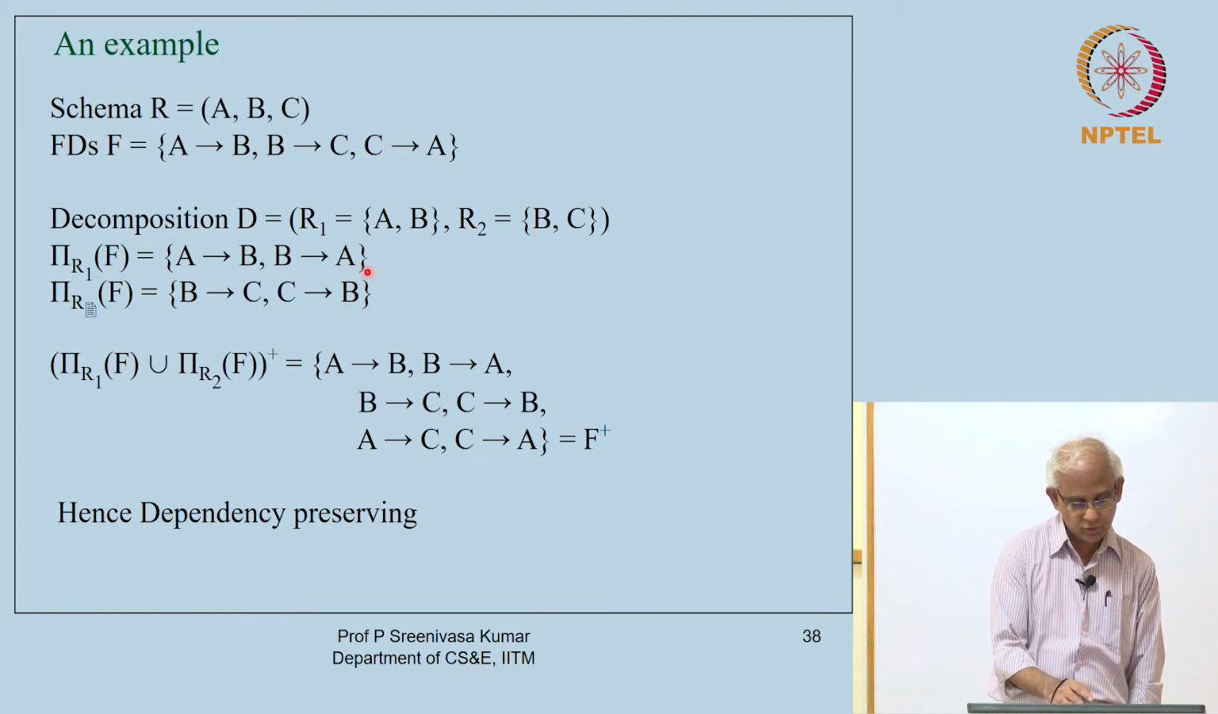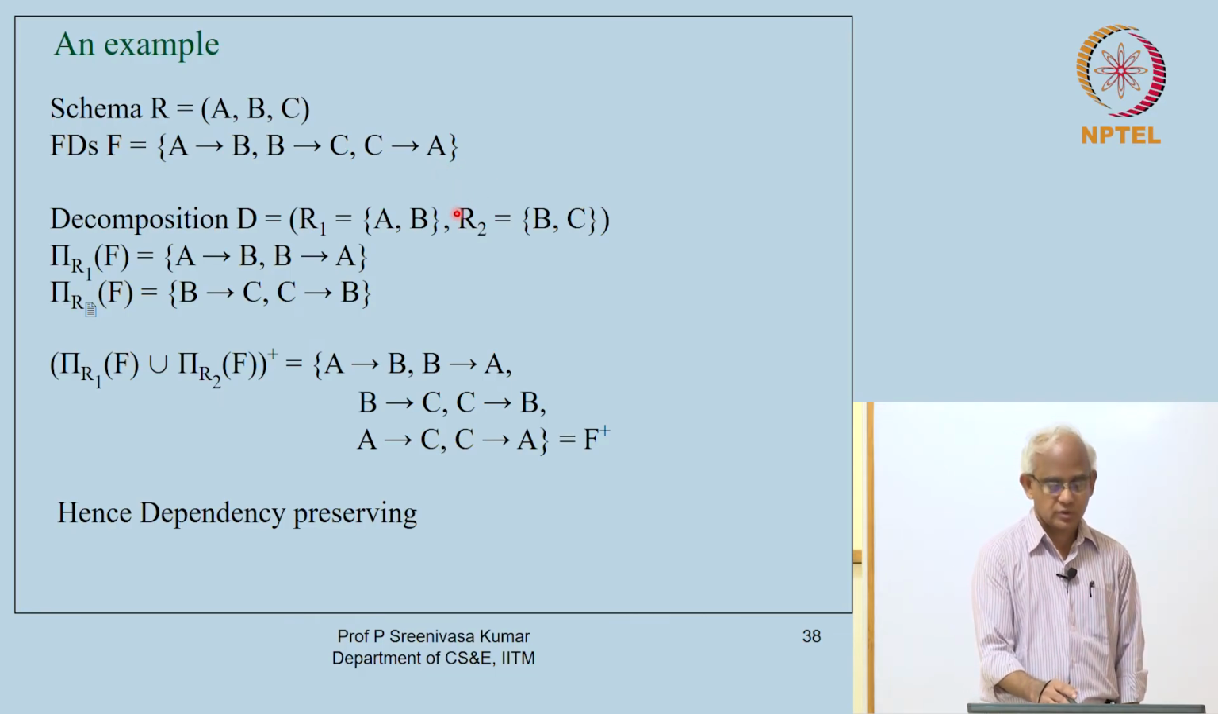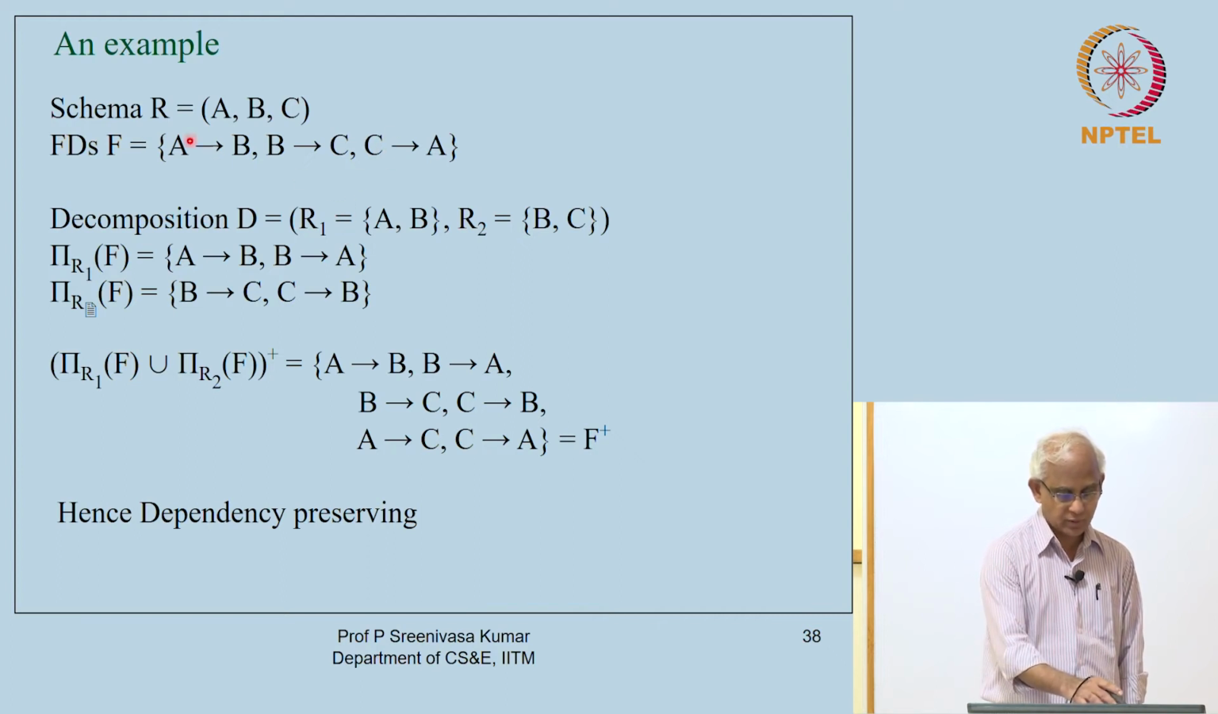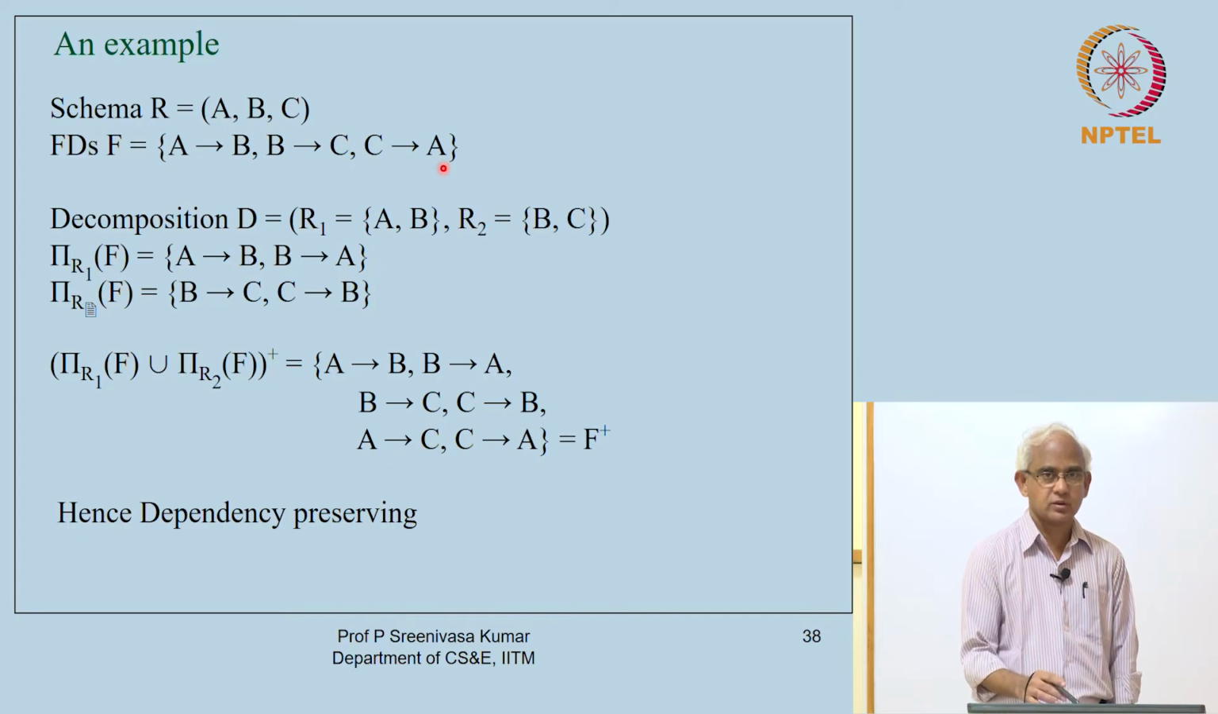And if you take the union of these two things and take a closure of that, you will see that it is actually equal to this. Not equal to this, it is equal to the closure of this. And so, this particular decomposition is dependency preserving with respect to this set of functional dependencies for this relation R.